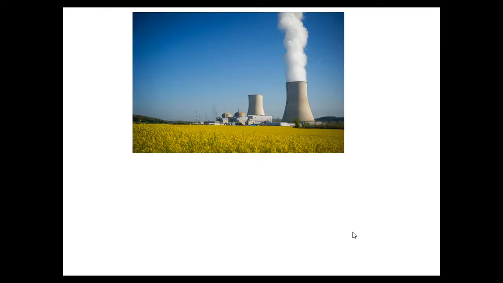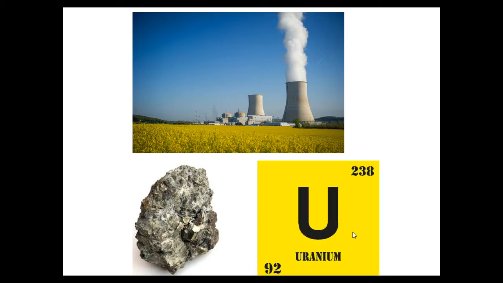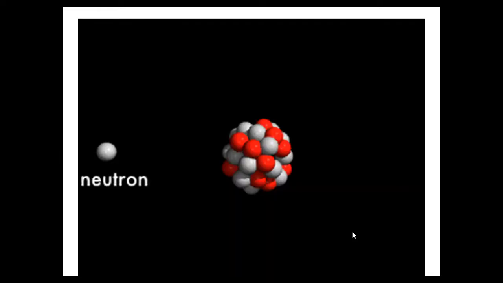So here's a nuclear power station. So what's going on inside that nuclear power station? Well, it's got a lot to do with this metal. It's called uranium. Uranium is the fuel used by nuclear power stations. Okay, and let's talk about how it's used.